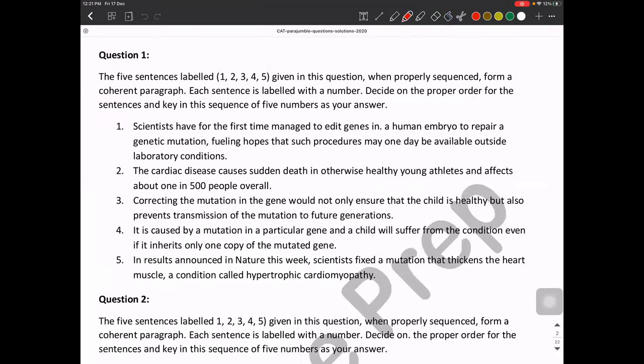Here you can see 1, 2, 3, 4, 5. 5 sentences are given to you, and these are in shuffled form. These are not at all in sequence. You have to decide the sequence of these particular sentences. All right. So how to decide the sequence? Basically, by reading the sentences properly, by reading the options properly. I'll show you what is the basic strategy of solving these questions.